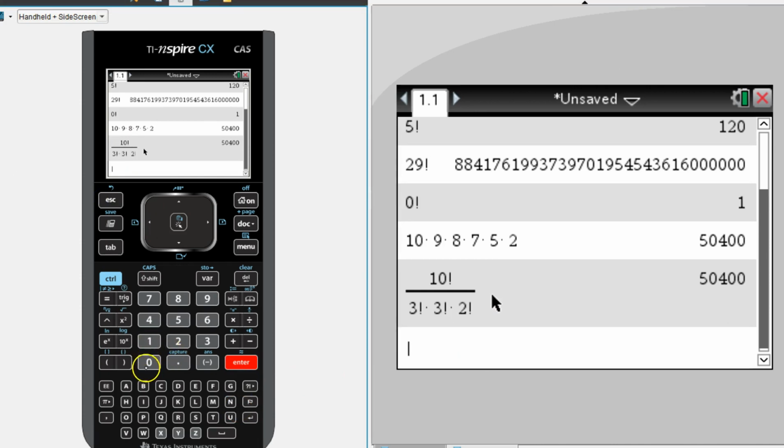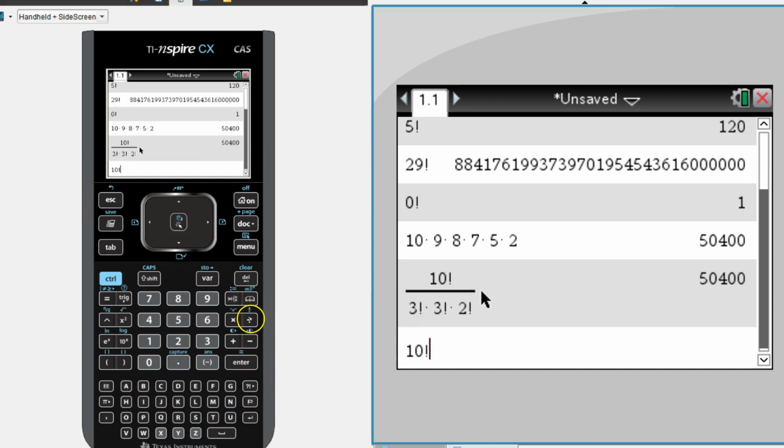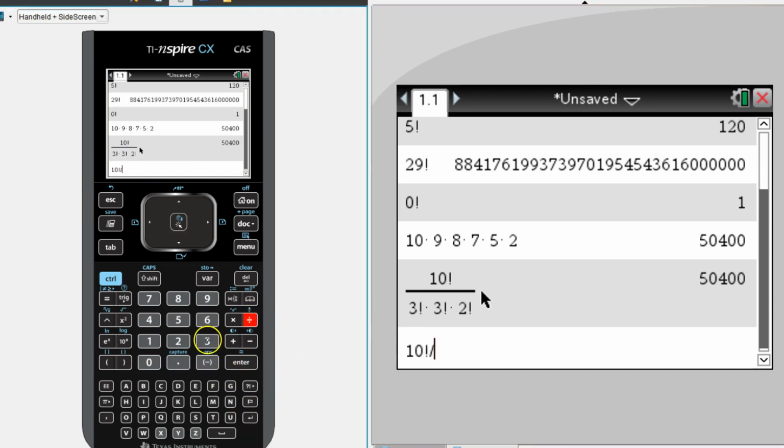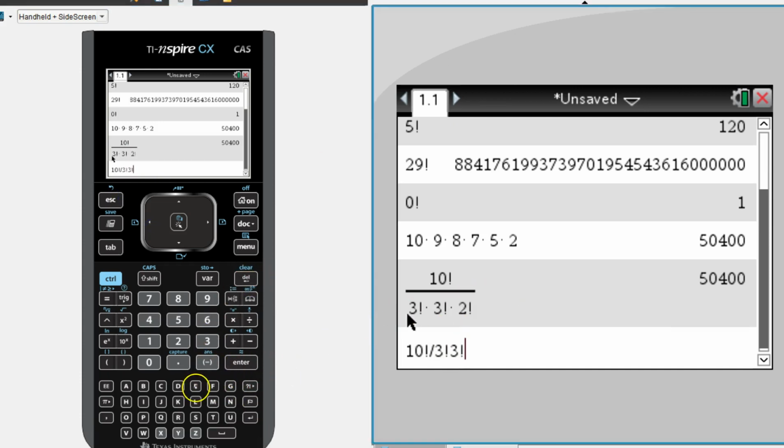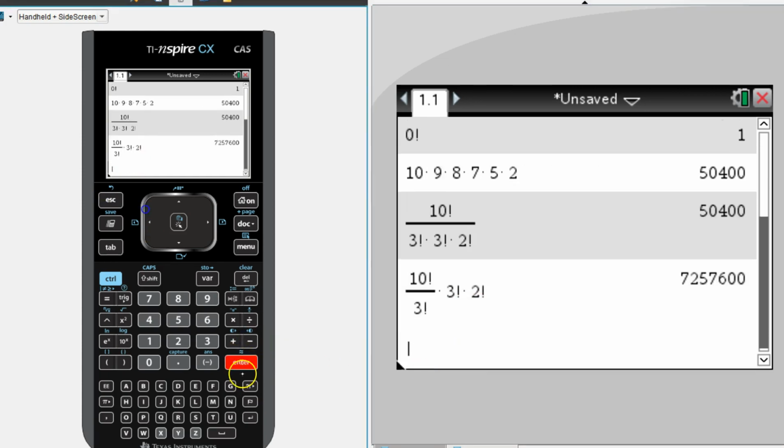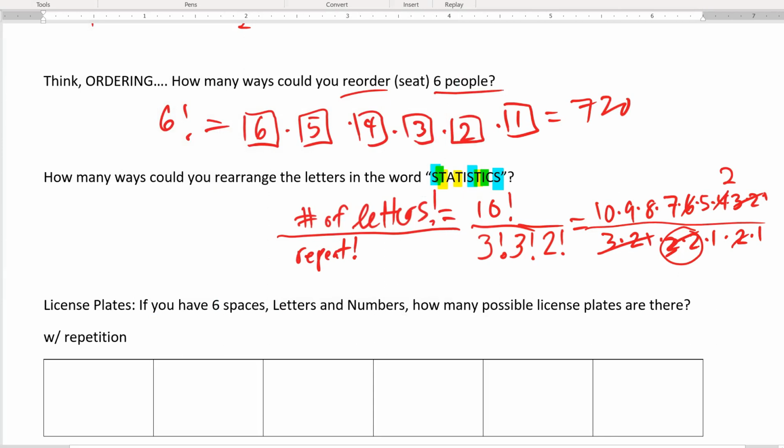But be careful, that is not the same thing as 10 divided by 3 factorial and so on. This would not be the same answer because that 3, 3, and 2 have to be grouped on the bottom, and that's not what would happen this time. So be very careful if you're typing it in that way. Either group them top and bottom, put the bottom in parentheses, and our correct answer for this was 50,400.